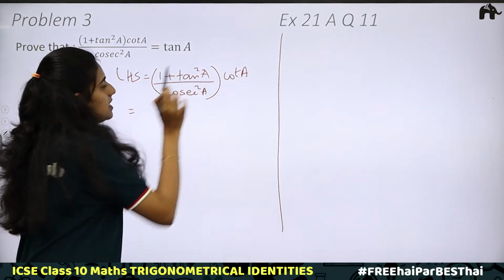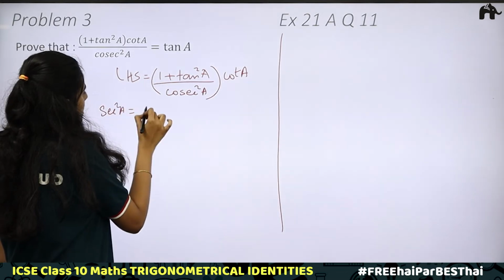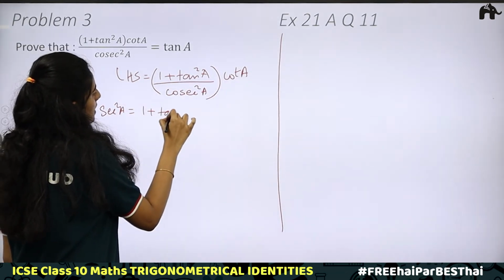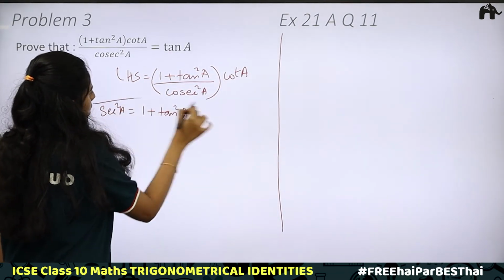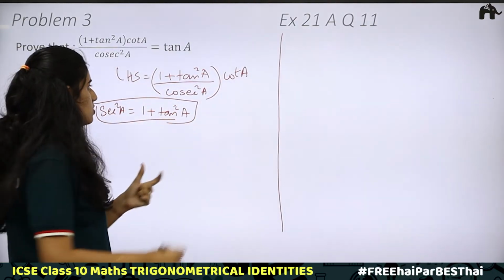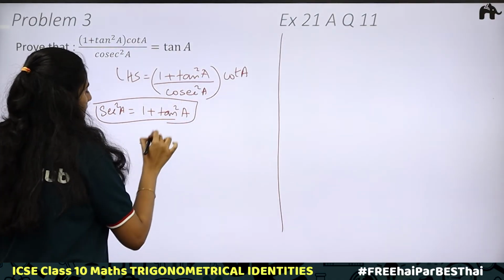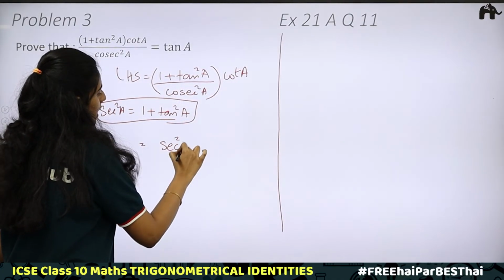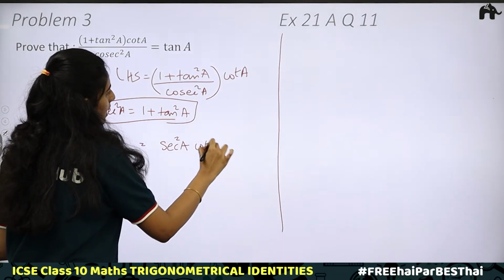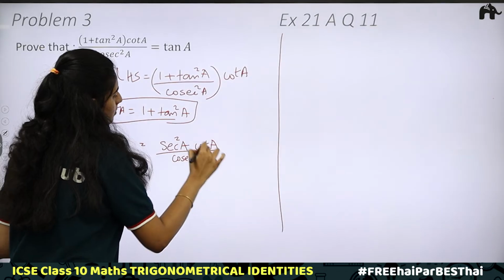Now, what is 1 plus tan square A? We have studied an identity. Sec square A is equal to 1 plus tan square A. Now, we are going to apply this. Since sec square A is equal to 1 plus tan square A, we can change this to sec square A. Therefore, LHS becomes sec square A into cot A divided by cosec square A.